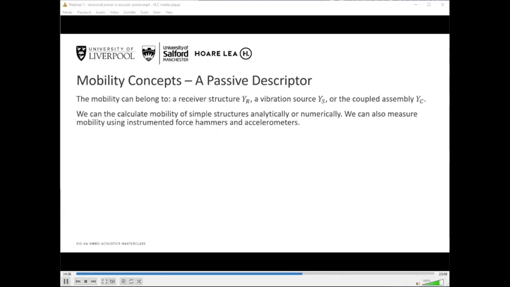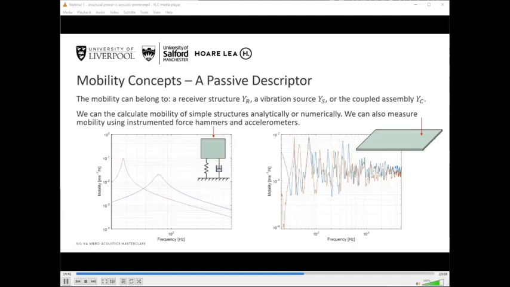Now, before we move on to active properties, I think it's probably useful just to see a couple example mobilities so we have an idea what they look like. So here on the left, we have two slightly different mass spring systems and their mobility curves. As you can see, we get the expected resonant curve of a single degree of freedom oscillator.